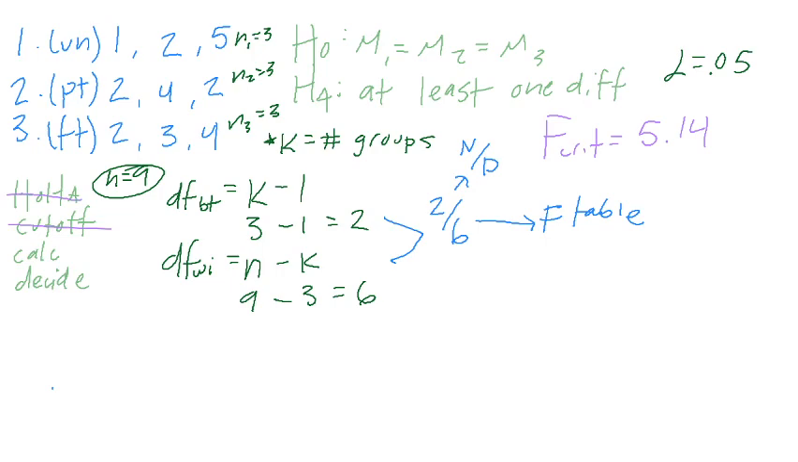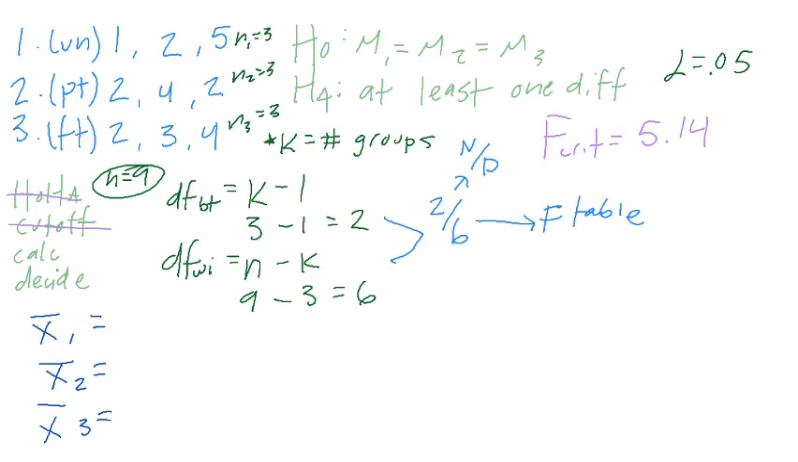Now we're ready to calculate. We're going to calculate using that very long laundry list of formulas. But the first thing that we'll go ahead and do is get means for each of our groups. So let's go ahead and do just that. Let's get a mean for group 1, a mean for group 2, and a mean for group 3. So means, we've done them before. You add up all the values and you divide by 3.